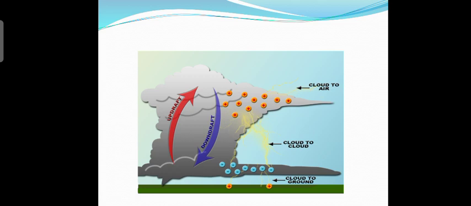So if one cloud and another cloud get electrical discharge, it is called cloud to cloud. If electrical discharge takes place from cloud to ground, it is called cloud to ground one. And if it is taking place within the same cloud, it is called intra-cloud lightning.